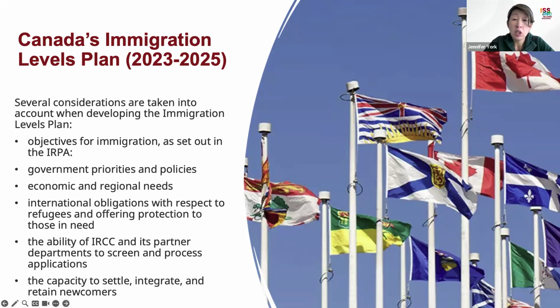When considering the immigration levels plans, there are a few things that the Canadian government needs to take into consideration. It looks at the objectives for immigration as set out by Canada's Immigration and Refugee Protection Act, IRPA. It also looks at government priorities and policies, the economic and regional needs of the community, international obligations with respect to refugees and offering protection to those in need, as well as IRCC's ability and its partners' ability to screen and process applications, and the capacity to settle and integrate newcomers into the community. Next slide.